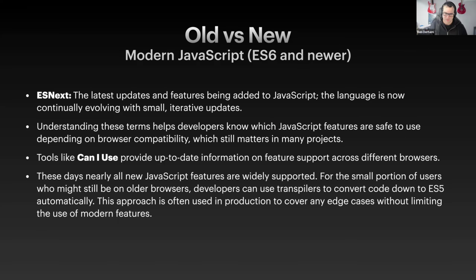And just on that note, it's still very common that projects are written in ES6 or newer JavaScript, and then run through a transpiler or a compiler to convert the code back to ES5 to cover off any edge cases where things might not be supported, but without us having to worry about not being able to use all the good new features.